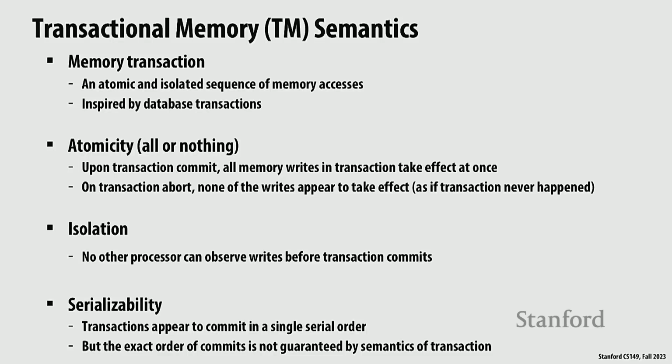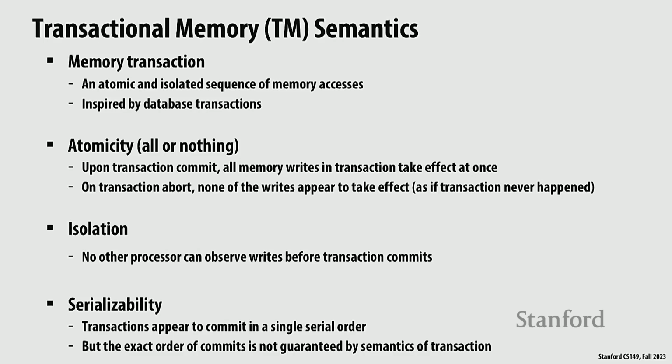So you've got an isolated sequence of memory accesses. The first key thing that you want in your transactions is atomicity. It means all or nothing. Either all of the reads and writes inside the transaction take effect, and in particular the writes change the state of the memory system, or it's as if none of them occurred at all. So it's all or nothing, and that gives you the atomicity property.